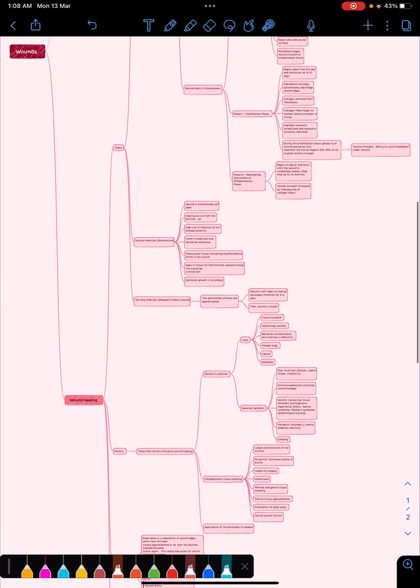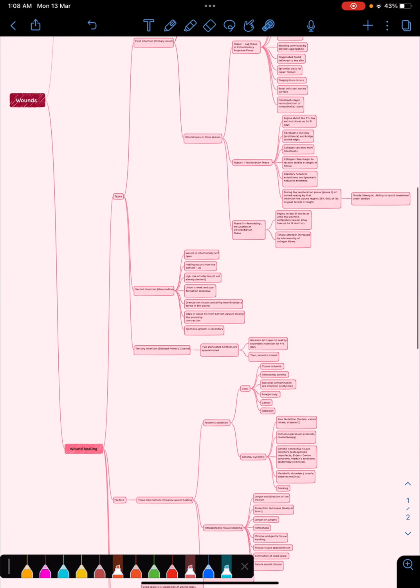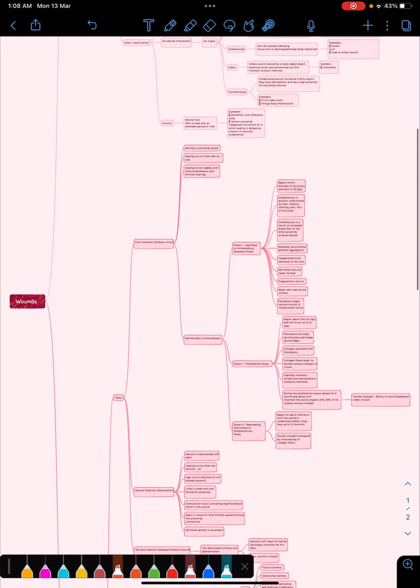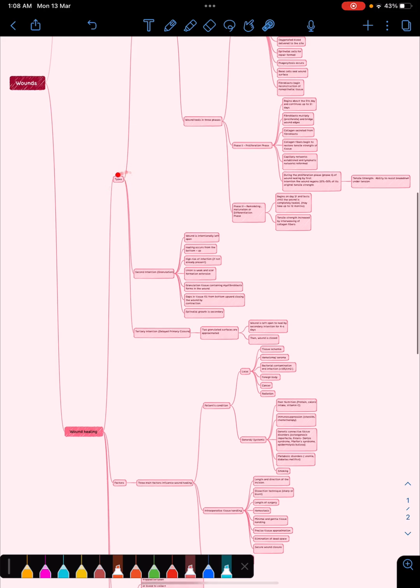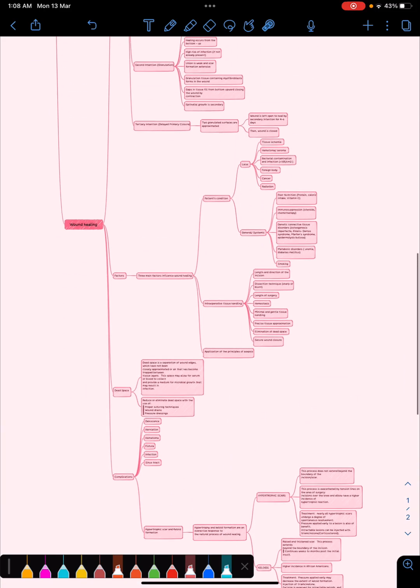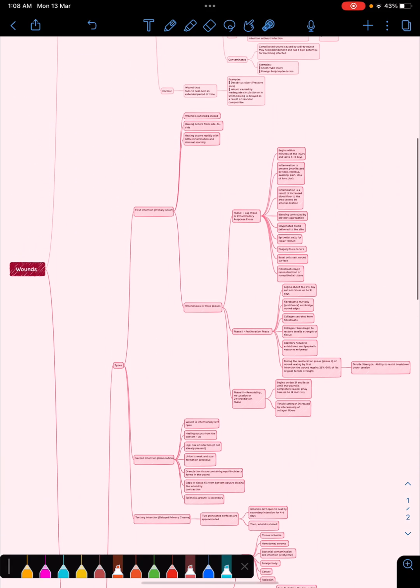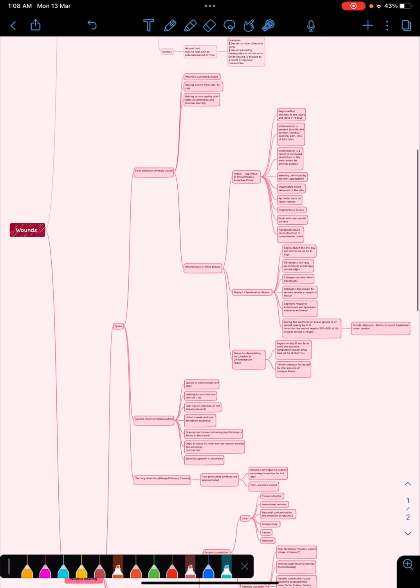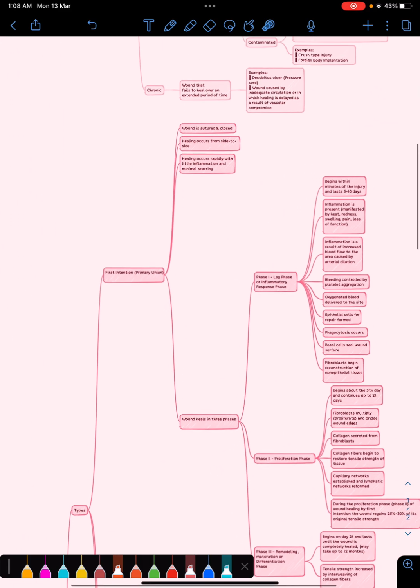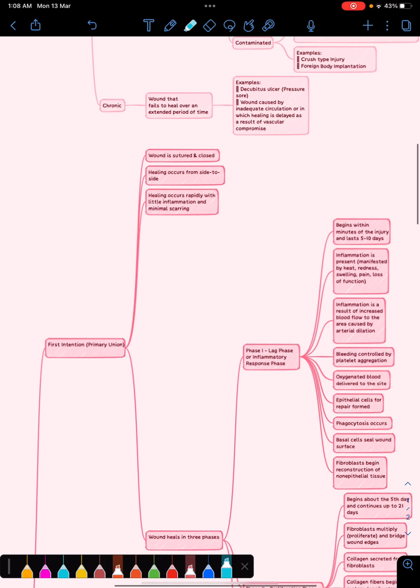Okay, hello again. I'm going to explain wound healing. First of all, we're going to cover the types of wound healing, the factors, the dead space, and the complications lastly. The first thing is the first intention, primary union. So basically, the wound is sutured.